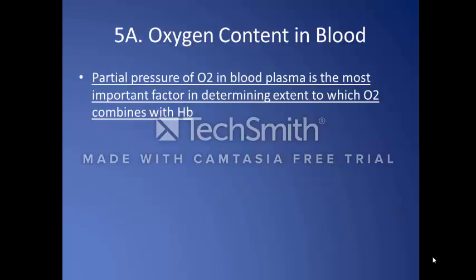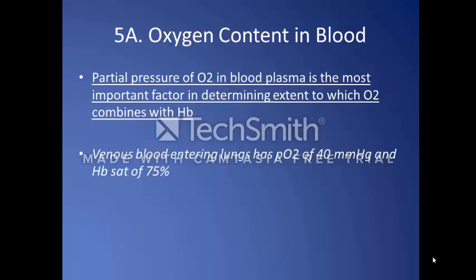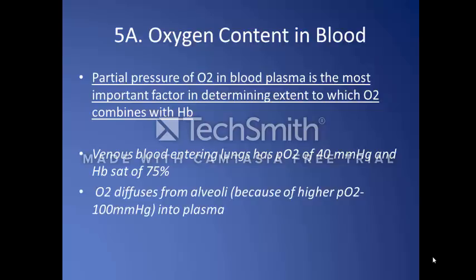The partial pressure of oxygen in the blood plasma is the most important factor in determining the extent to which O2 combines with haemoglobin. Venous blood entering the lungs has a partial pressure of 40 millimeters of mercury and a haemoglobin saturation of 75%. Oxygen will diffuse from the alveoli because of the higher partial pressure of oxygen, approximately 100 millimeters of mercury, into the plasma, and this follows our laws of physics from last session, where the substance will want to move from areas of a high concentration or pressure to areas of a lower concentration or pressure.